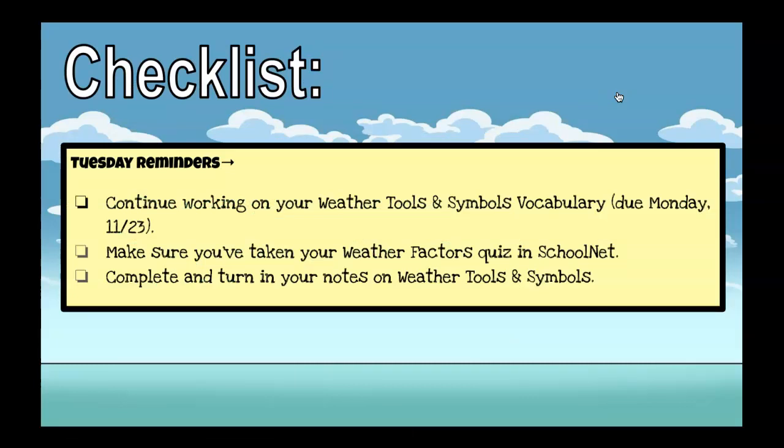Couple of reminders, you just got a new set of vocab assigned to you. It is due on Monday the 23rd, so make sure you're working on your weather tools and symbols vocab. We just took our quiz on weather factors and we do that in SchoolNet, so please make sure you have that completed, and if you don't, get it done as soon as possible. And then what we're doing today is going over our next set of notes on weather tools and symbols. So make sure after our presentation that you go over them and then turn it in.